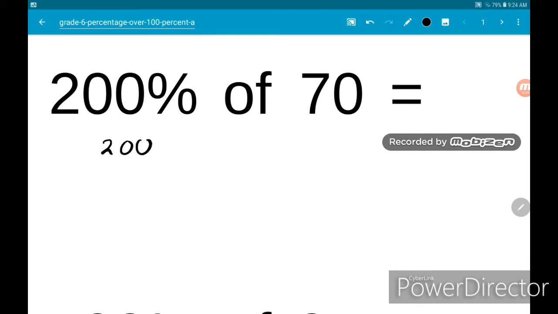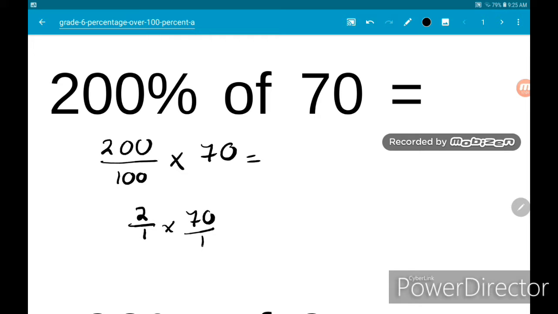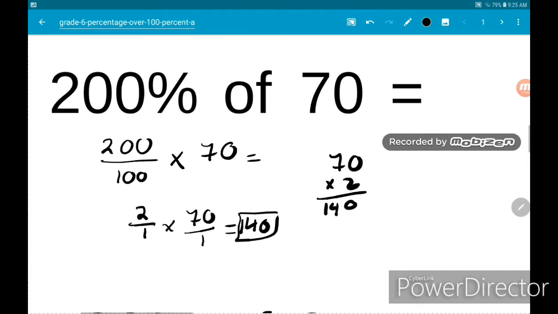200 over 100, we know that already, times 70. We try to reduce the fraction. How many times does 100 go into 200? Twice. Goes into 100 once. So it's 2 over 1, or just 2, times 70. Any number is like over 1. So we just multiply across. 70 times 2, 0, 14, 140. The answer is 140 for that one.